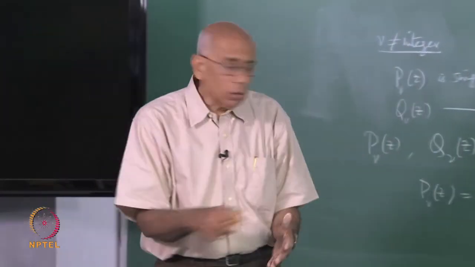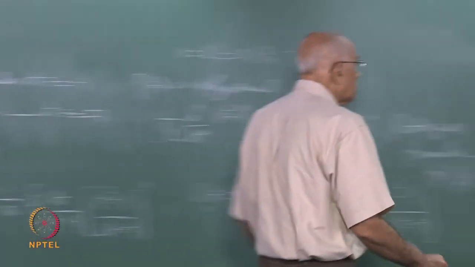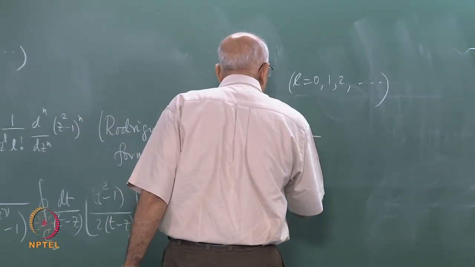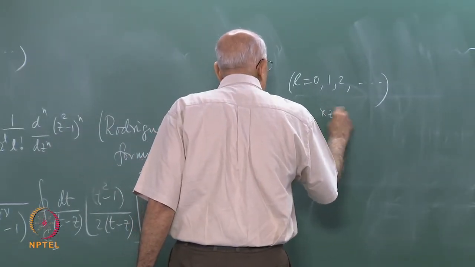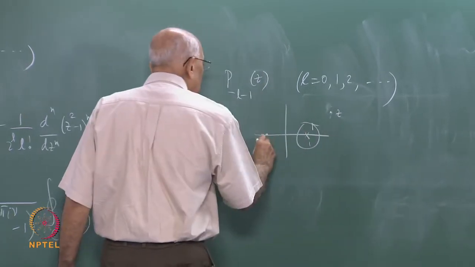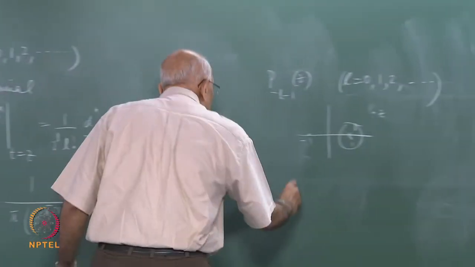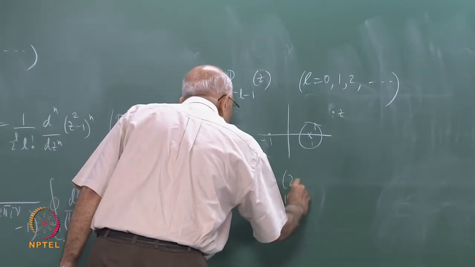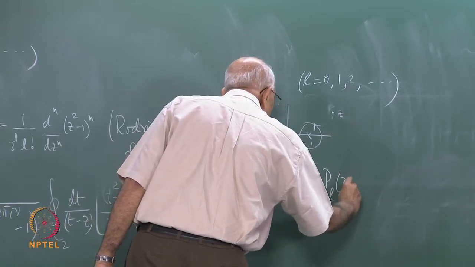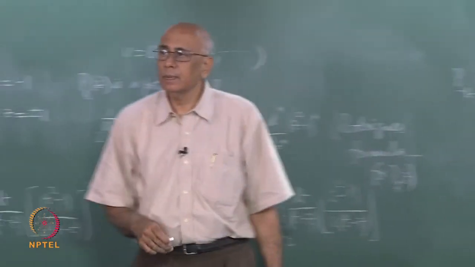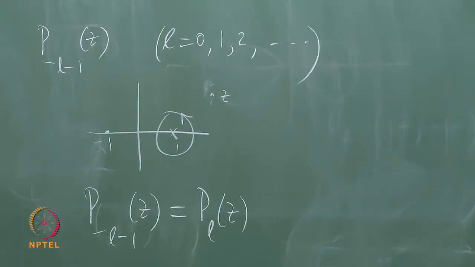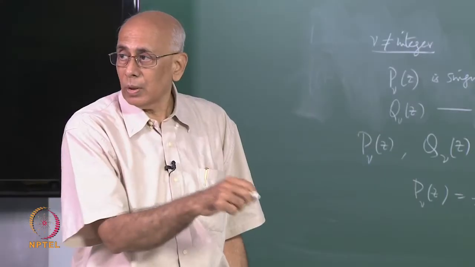So once again the contour collapses, but it collapses to this. There is a pole at 1 and there is this, and z is sitting somewhere here, and here is -1. Okay. And again you get some derivative or something like that, and I leave you to verify that you end up with P minus L minus 1 of z equal to PL of z. So there is a symmetry property of the Legendre polynomial about the point nu equal to minus one half.